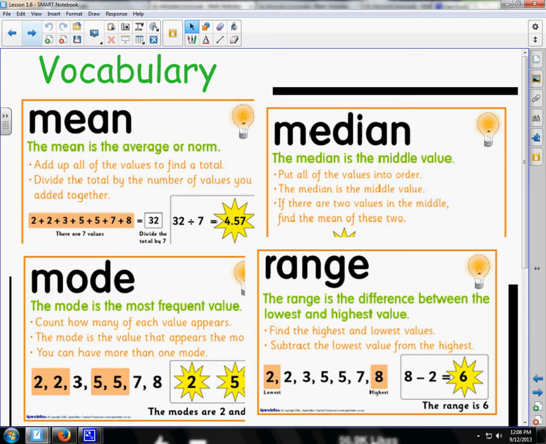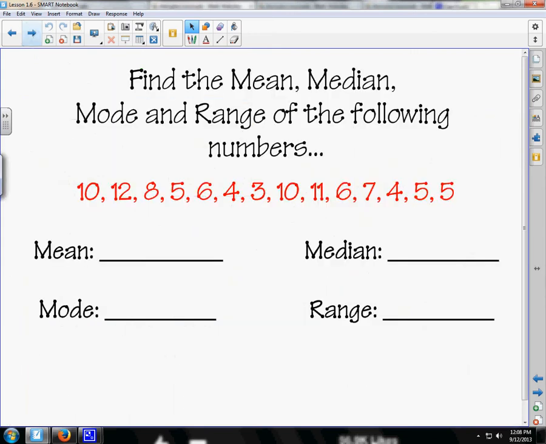The mean is the average. The median is the middle. The mode is the most frequent. And the range is the difference between the lowest and highest value. All right, find the mean, median, mode, and range of the following numbers. So take a minute, find these, and then we will compare our answers.